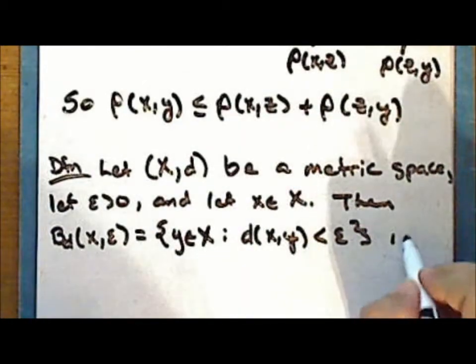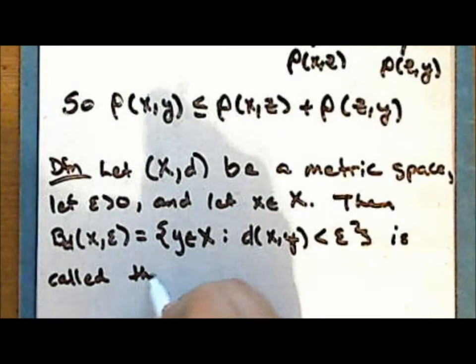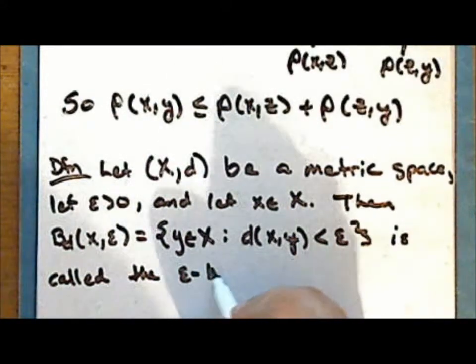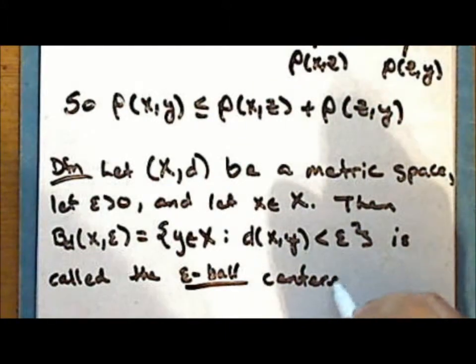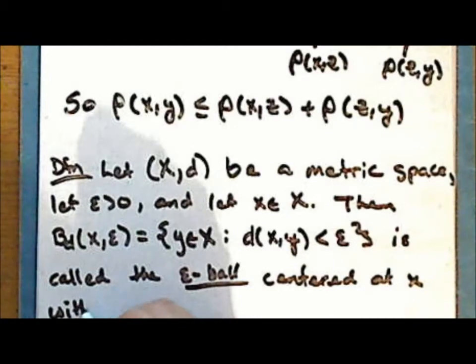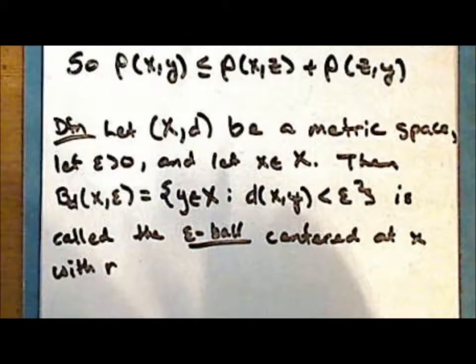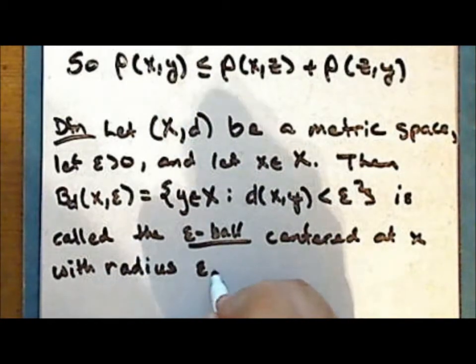And this set is called the epsilon ball centered at the point X with radius epsilon.